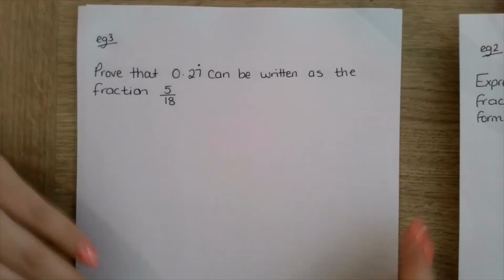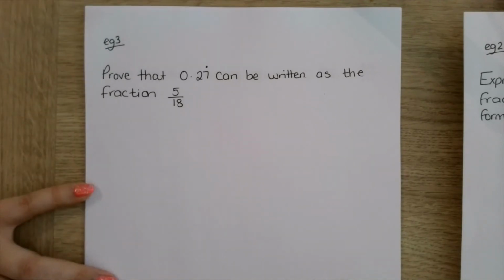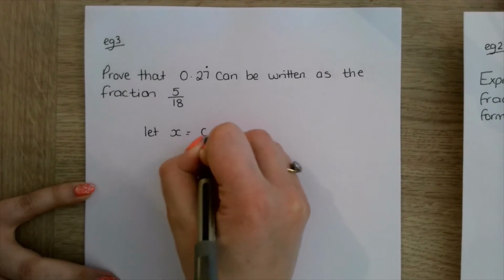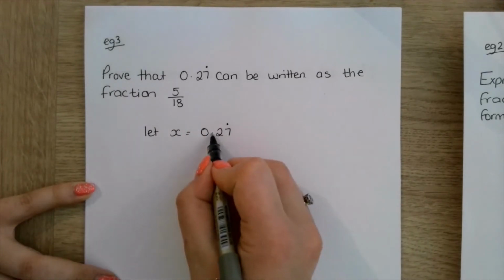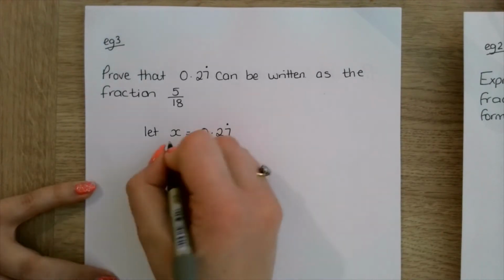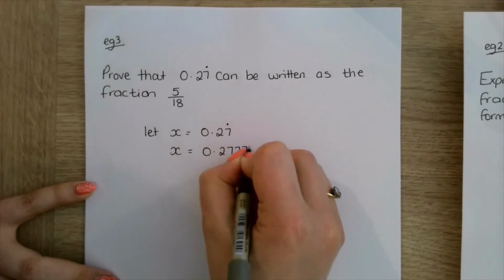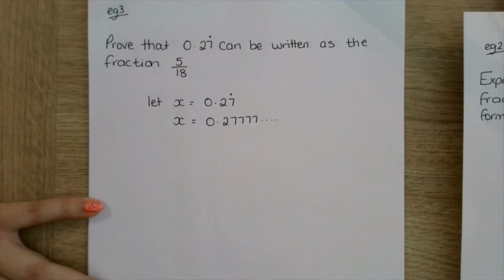Example 3. Prove that 0.27 can be written as the fraction 5 over 18. So let x equal 0.27. Now, although I've got 2 digits here, only the 7 is recurring. So I've got x equals 0.2777 on for an infinite number of decimal places.